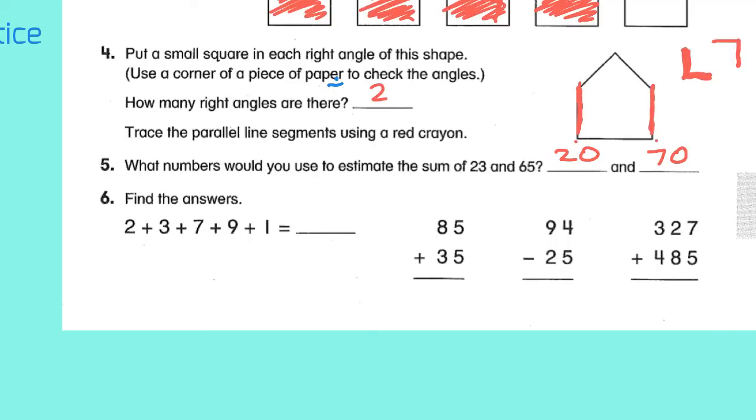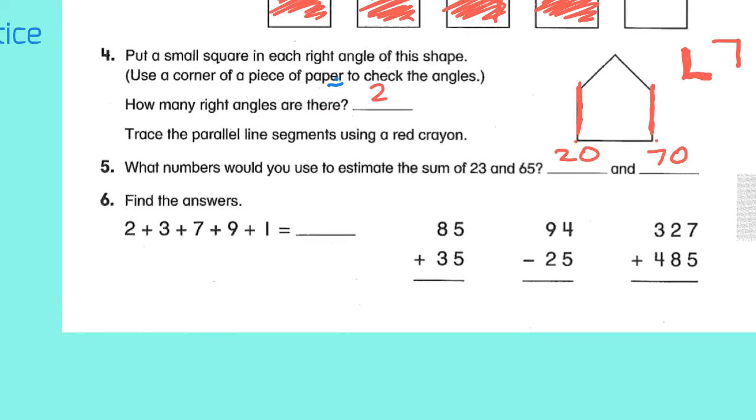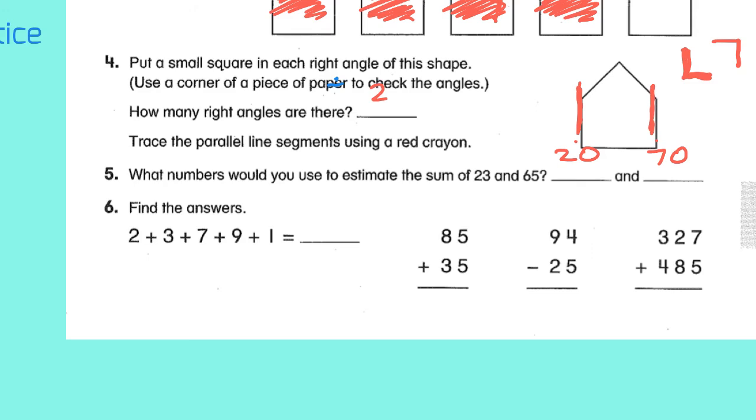All right, continuing to number 6, it says find the answers. A good trick when they're lined up sideways like this is we kind of find our tens. That kind of helps us make it really easy. So we know 3 plus 7 equals 10. And we know 9 plus 1 equals 10. And then we have the 2 left over. So we can count 10, 20, 22. So our answer is going to be 22.